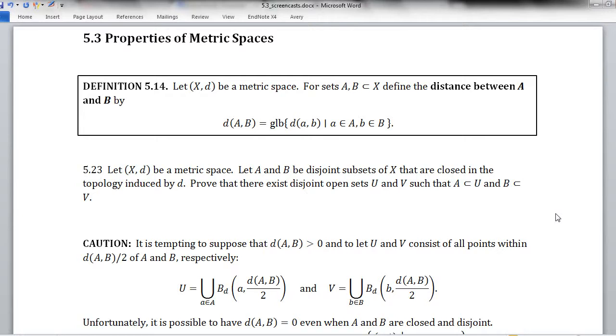You might notice that this is a sort of generalization of the Hausdorff property, because in a metric space, single point sets are always closed, and the Hausdorff property says that given a pair of distinct points, we can surround them by disjoint open sets. This exercise is generalizing that to any pair of disjoint closed subsets, not just pairs of distinct points.